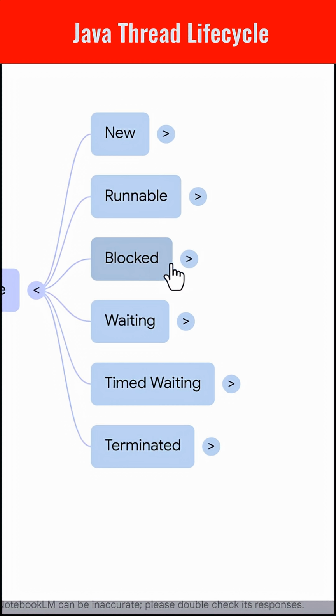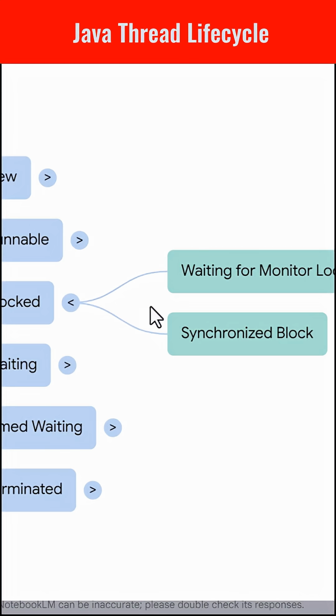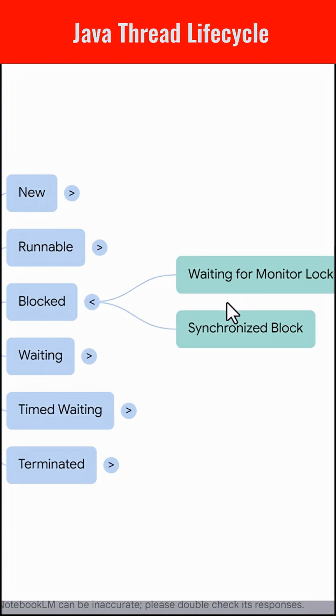Next, blocked state. A thread enters the blocked state when it's trying to enter a synchronized block, but another thread is already holding the monitor lock. It's not waiting for time and not waiting for conditions. It's simply waiting to acquire a lock so it can continue execution.